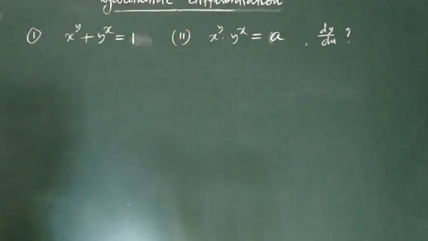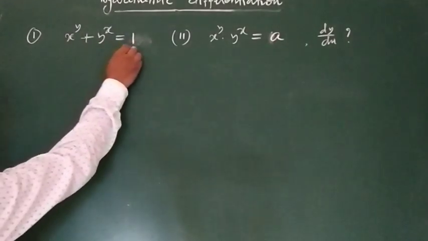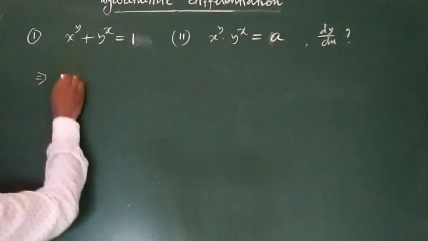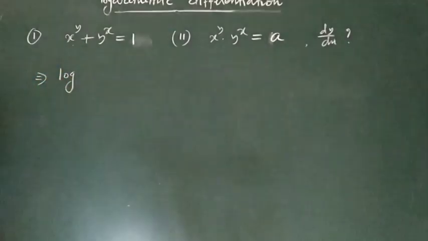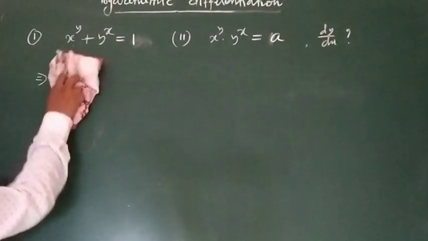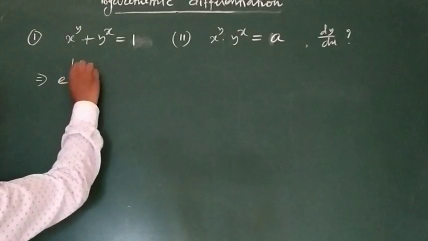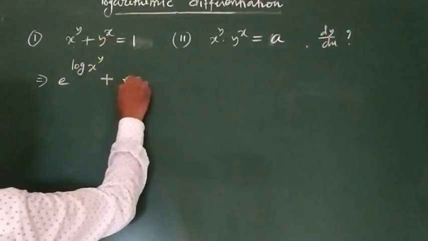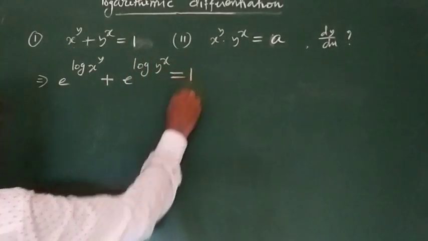so first we solve the first question. What is the first question? x to the power y plus y to the power x is equal to 1. So this question you see can be written as, we can write e to the power log x to the power y plus this one is also e to the power log y to the power x is equal to 1.